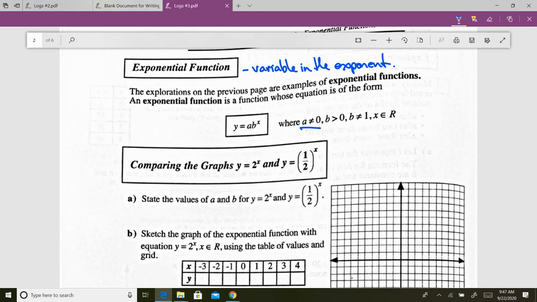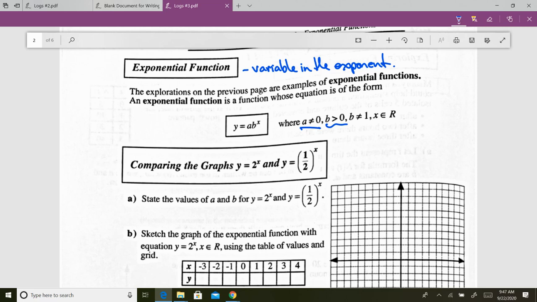A cannot equal 0. Why can't a equal 0? What would happen if a was 0? Everything would be 0, right? It would just be a horizontal line on the x-axis. So a can't be 0.